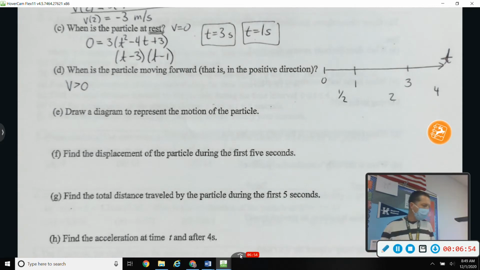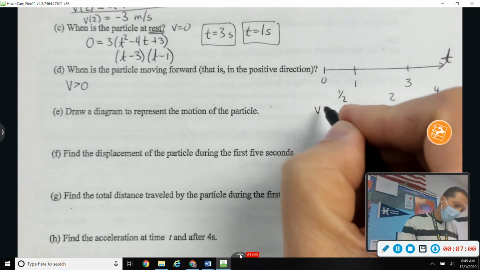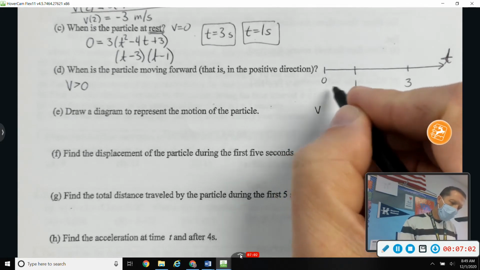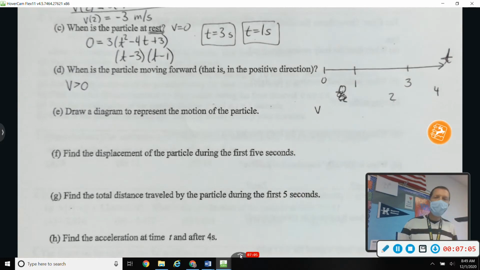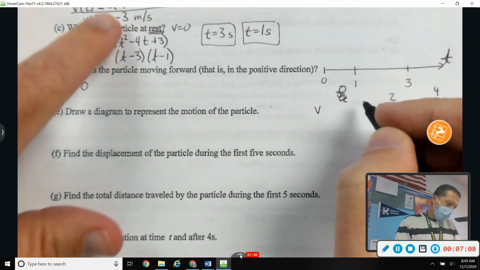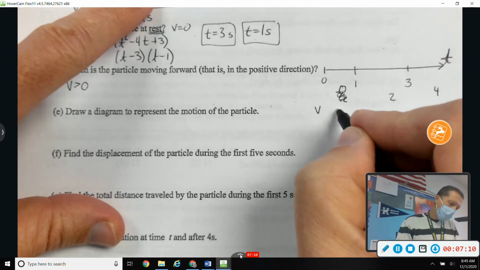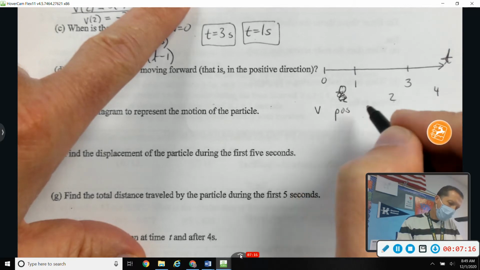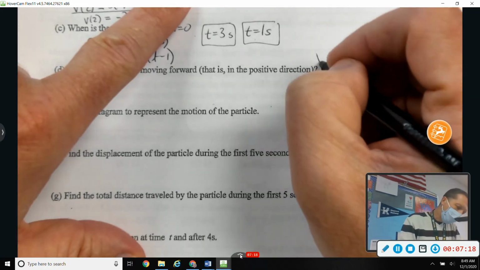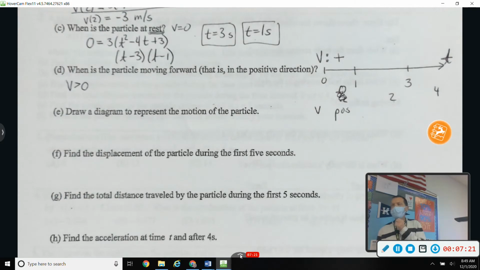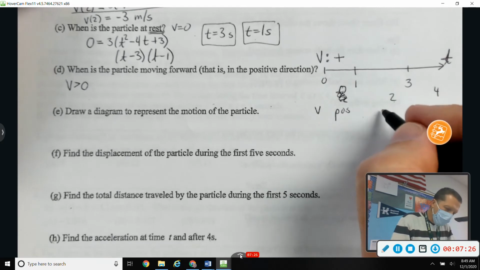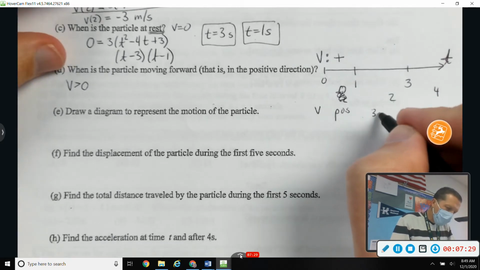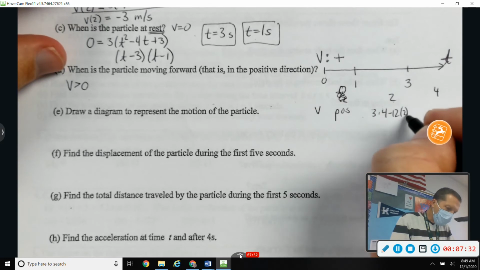So I'll do some test points and see what's going on here. So v of, well, you know what? I could plug in 0, so let's make that one easier. So v of 0 is positive. Oops, make sure we label what we're doing with the graph there. So v is positive. V of 2, let's see, that would be 3 times 4 minus 12 times 2 plus 9.